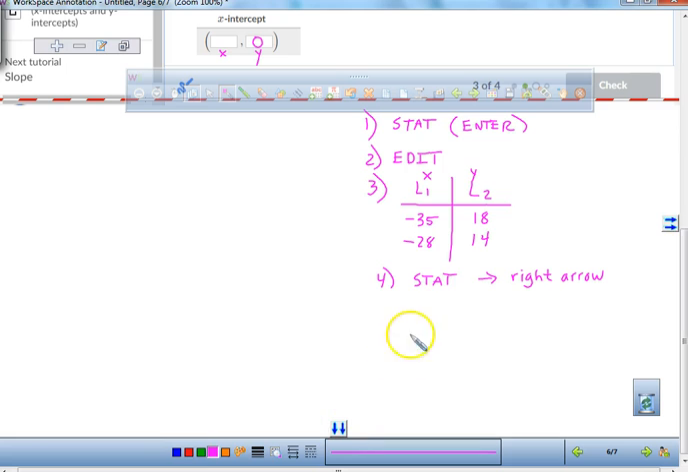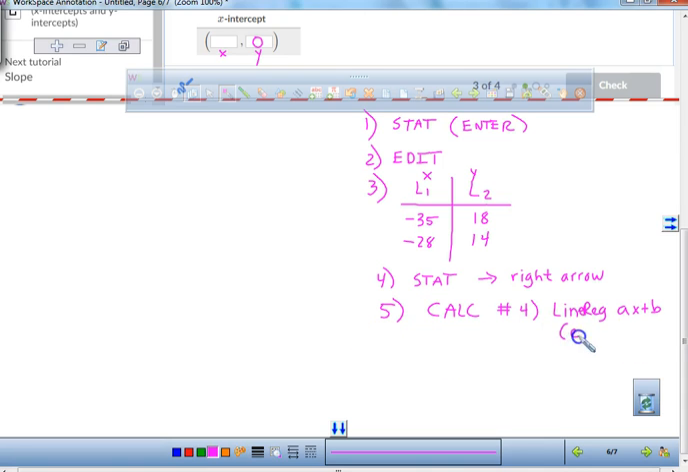Okay? Once you press the right arrow, you're going to see a place where it says CALC, short for calculate, and you're going to go down to number 4. And number 4 will say LINREG. It might even say LINEREG. And it'll say AX plus B. AX plus B. You're going to press enter.